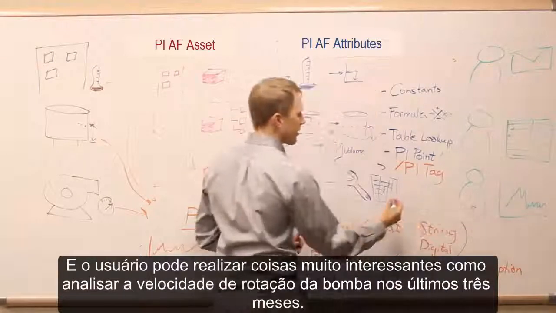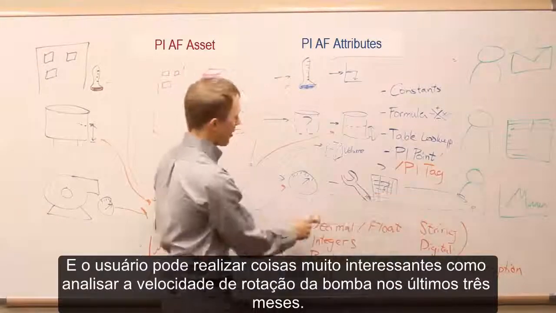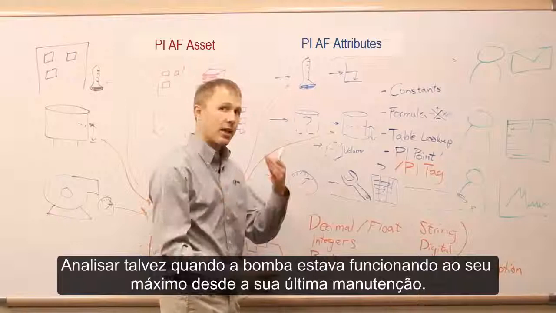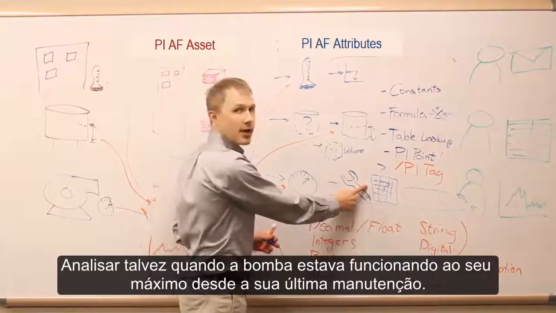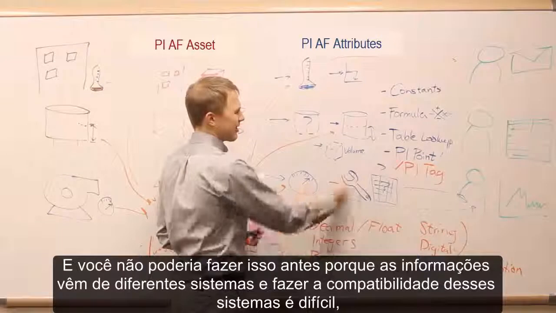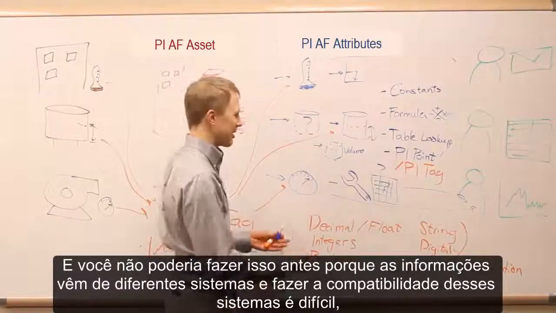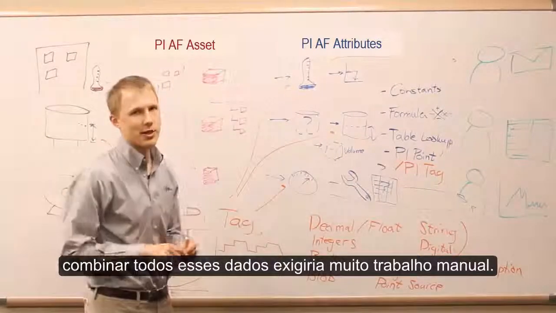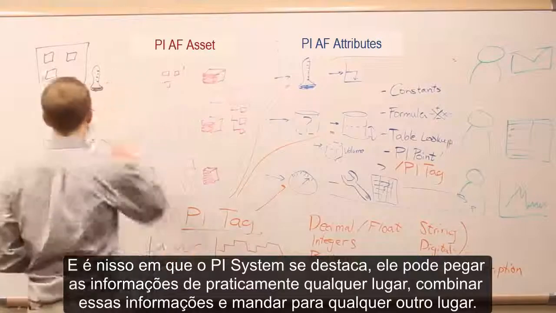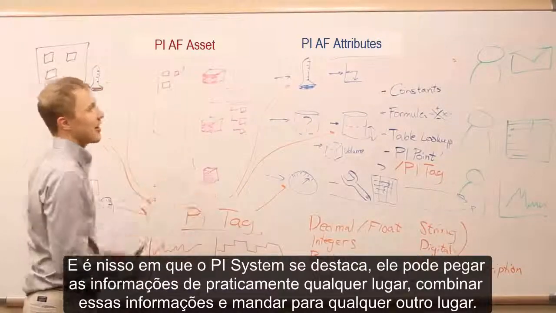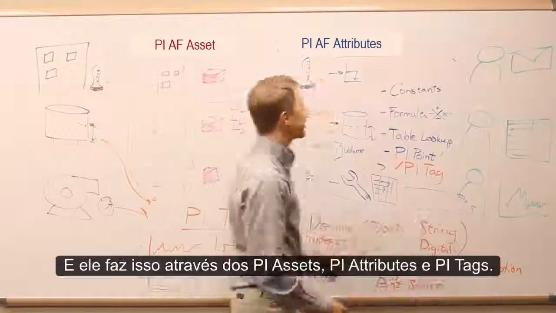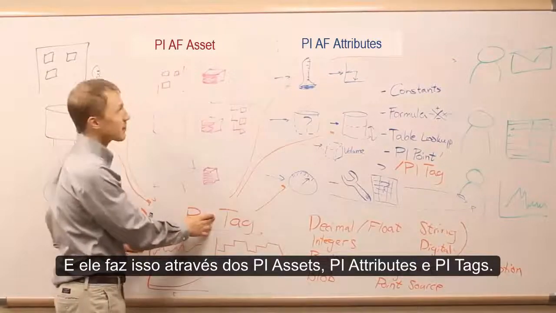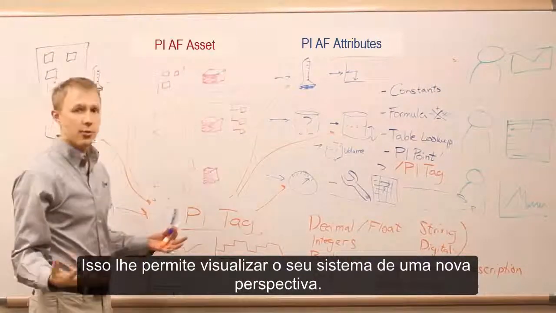And the user can do really great things, like, for instance here, he could compare the rotations per minute of the pump over the last 3 months, so maybe the average and maybe the peak running state of the pump, against when it was last maintained. And he couldn't do this before because these are from different systems, and that's difficult because that's in that system and this is in the PI system, and bringing them together would take a lot of manual collection. And that's what the PI system excels at, is taking data from anywhere and putting it together and then getting it to anywhere else. And it does that through PI assets, PI attributes, and PI tags. It allows you to scale out your system to a wide degree.